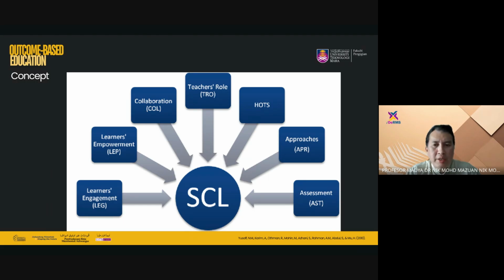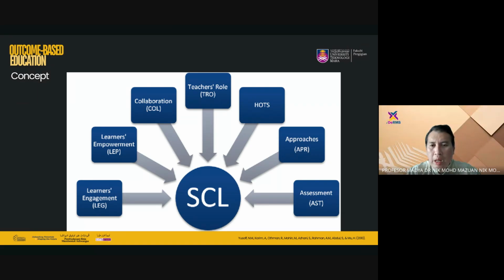For BDS, MBBS, definitely HOTS is the way to go, because we want our students to be independent in making clinical decisions and independent in making treatment plans for our patients and doing the treatment. So HOTS is actually the focus for our curriculum.